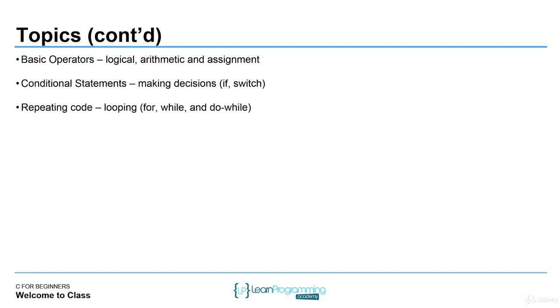Follow that up with talking about repeating code, mainly looping. The big looping constructs in C are for, while, and do while. They're all the same, they're just a little different syntax.